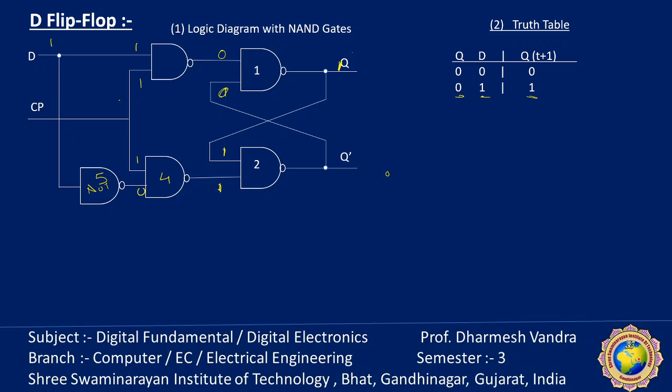Now let's see the third possibility: Q is equal to 1 and D is changed to 0.